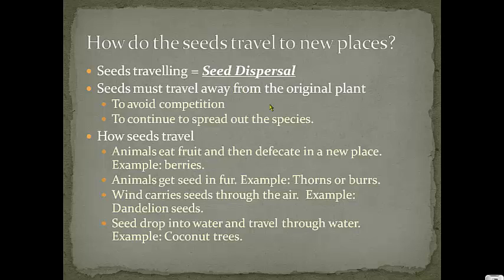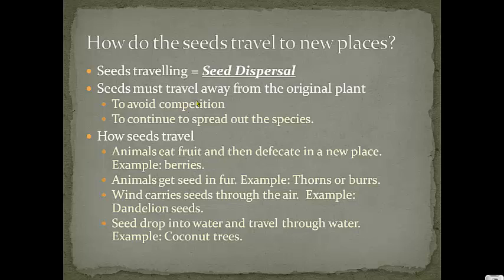First of all, to avoid competition. If you think about it, if all the seeds from a flower or a plant basically just fell down right next to that exact same plant, all those seeds would try to grow new plants in that one spot, and they would all be competing for water, they'd be competing for minerals, they'd be competing for resources, and so there'd be a lot of competition. So seeds need to travel to new places so that there's less competition.